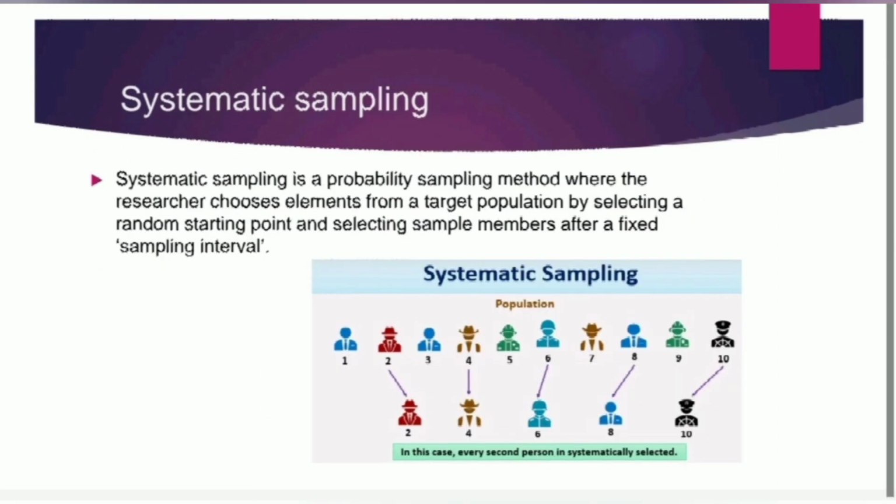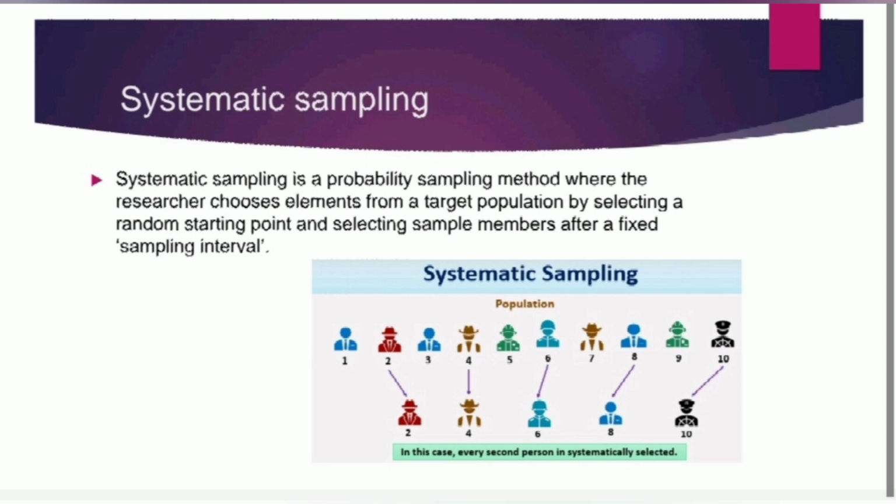Third one, systematic sampling. Systematic sampling is a probability sampling method where the researcher chooses elements from a target population by selecting a random starting point and selecting sample members after a fixed sampling interval. Which means systematic sampling, in which researchers select members of the population at a regular interval determined in advance.